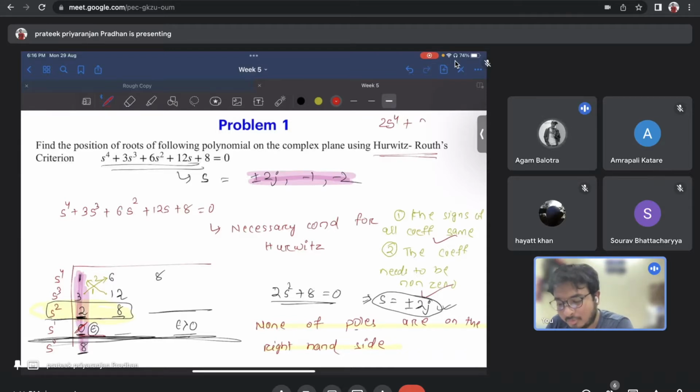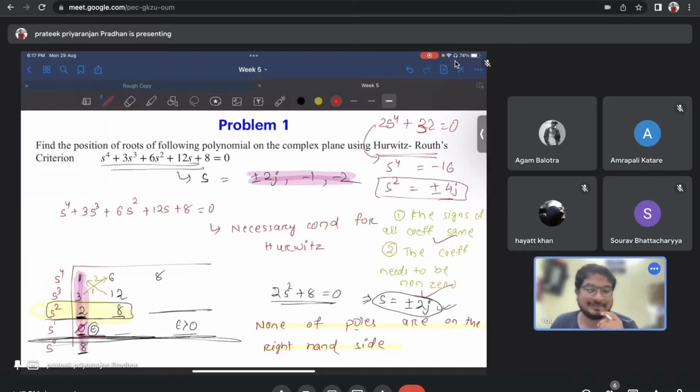Let's assume 2s^4 plus 32 is equal to 0. Mind it, in the s cube line, everything is 0. That is a catch. If that is not there, you shouldn't proceed like this. So then what happened? s^4 is equal to minus 16. So s square is equal to plus or minus 4j. Correct? So what is the solution for this, root of imaginary?